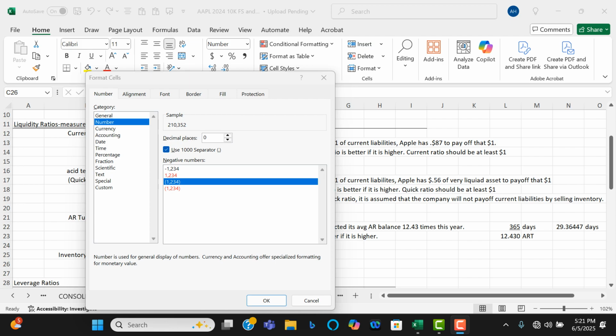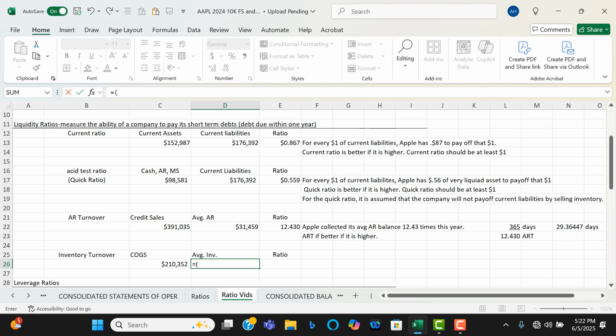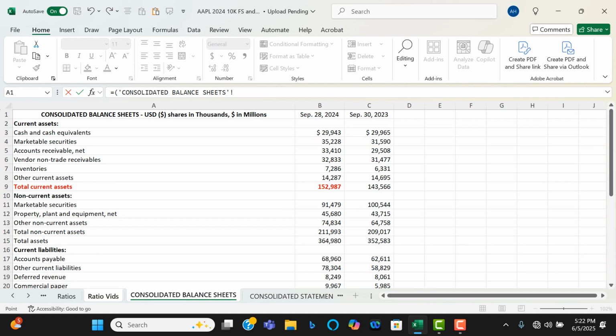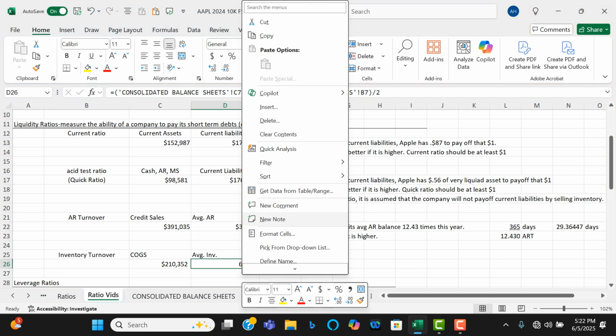And I want to make sure to get these labeled correctly. And then your average inventory is equal to the average inventory, just like I took for accounts receivable. It's going to be your beginning plus ending divided by 2. This is pretty small inventory here for a company that does so much business. We'll divide that by 2. Should be 6808.5. That looks pretty good.